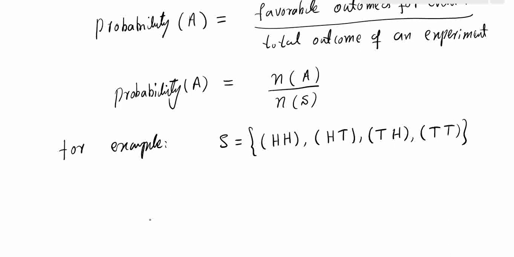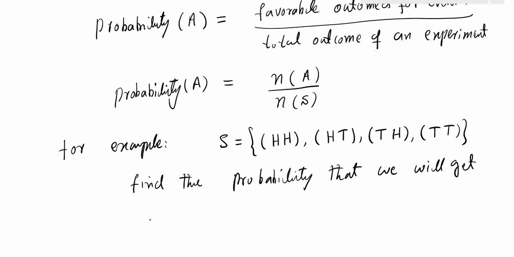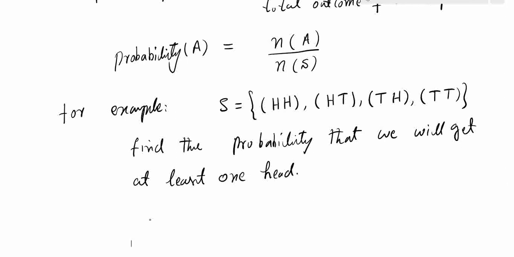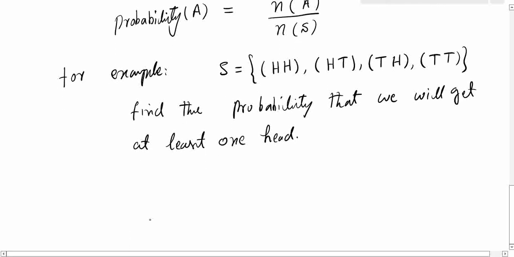Now I'm defining the event: find the probability that we will get at least one head in this experiment. So now the sample space is S equal to HH, HT, TH and TT. So four possible outcomes are the total outcomes of this experiment. Find the probability that we will get at least one head. So at least one head is your event, and we need to move to the solution of this problem.